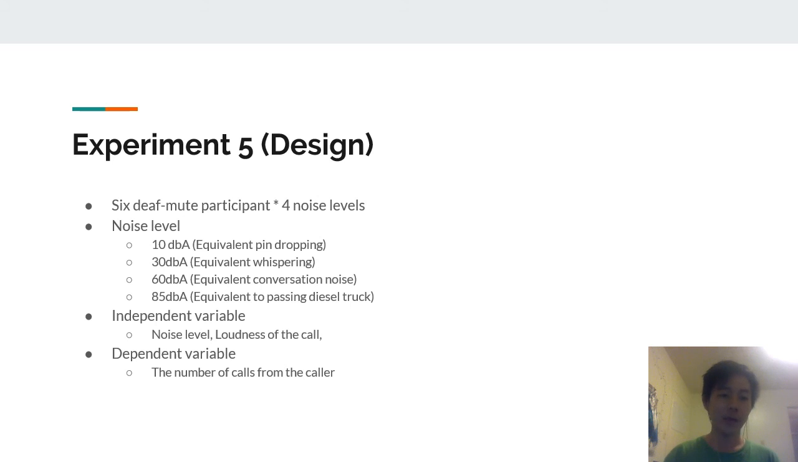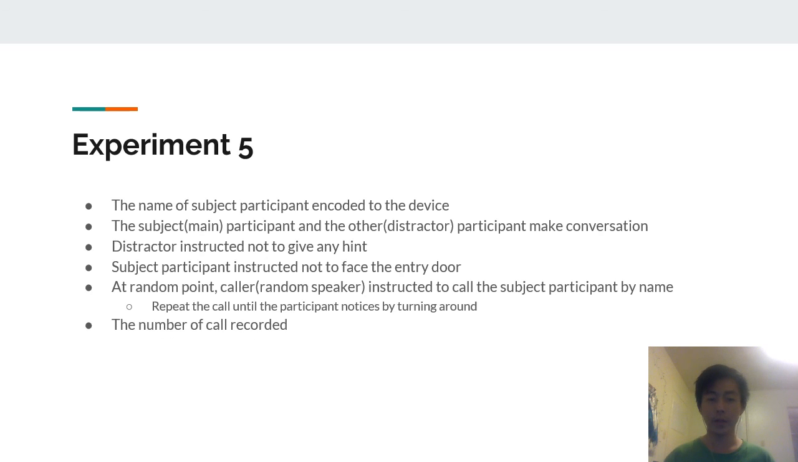And in this experiment, there were 6 deaf-mute participants with 4 noise levels as previously, and the independent variables were the noise level and loudness of the call, and the dependent variable was the number of calls from the caller. First of all, in this experiment 5, the name of the subject participant was encoded to the device because it will only be triggered by the name of the person.